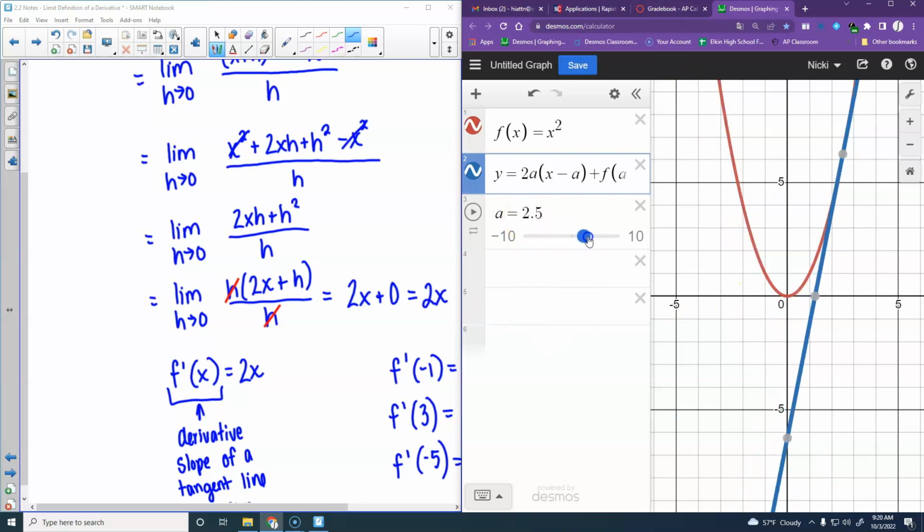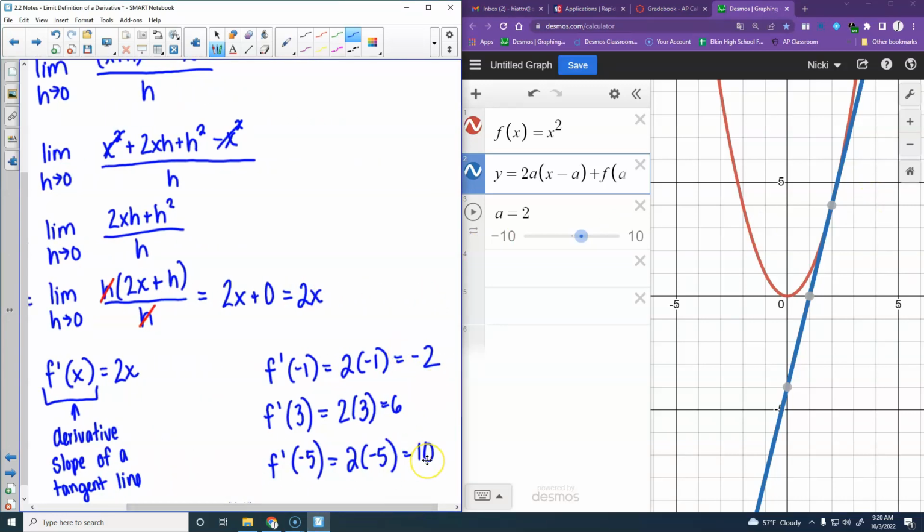And then if I want to see over here at 2, right here at 2, my slope would be 4, up 4 over 1. So this equation right here gives you the slope of that tangent line at any point. Okay, so it is helpful.